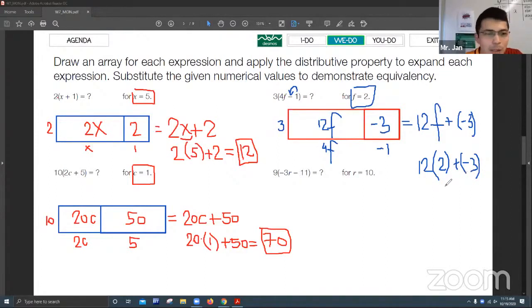No, it's not 27. Adding a number is the same thing as subtracting its opposite, which is 24 minus 3. It's 21. Okay. A lot of students got it.